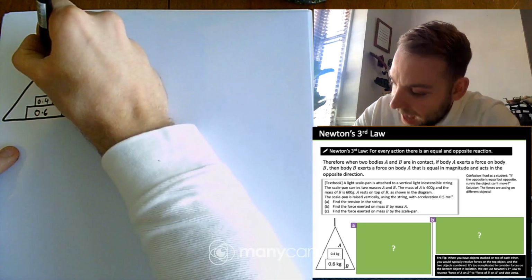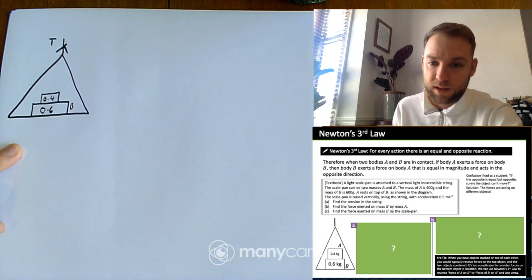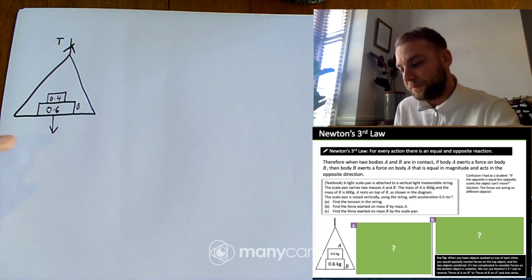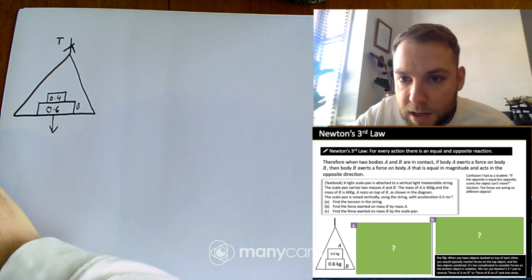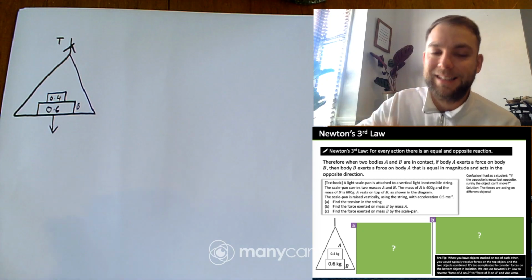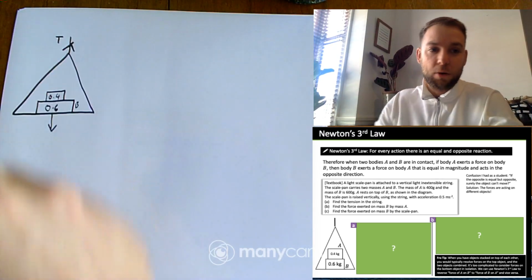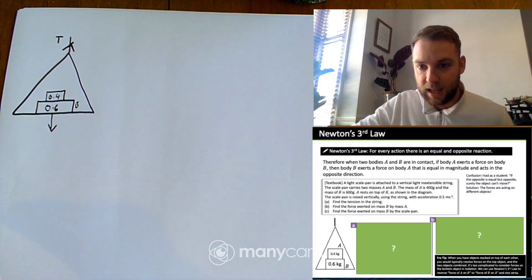So we've got the tension, which is pulling this up. This is going to be the tension in the string pulling this up. There are going to be forces acting down here, pulling it down, and that's going to be from both of these. Notice that in this question it says a light scale pan. That means there is no mass on this. Obviously there would be, but in this case they're just considering that there's no mass on here.